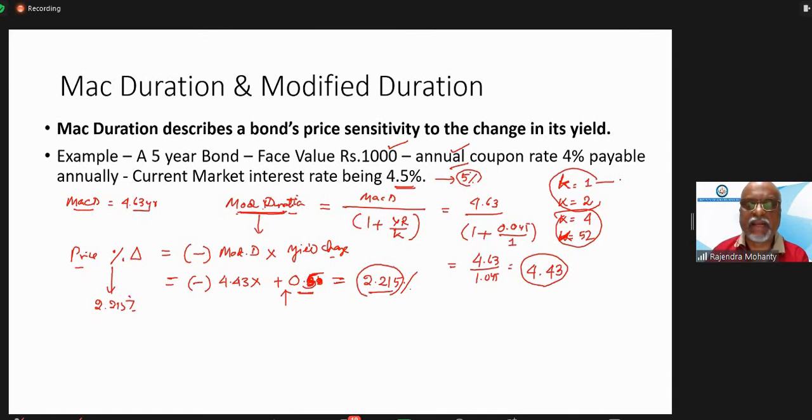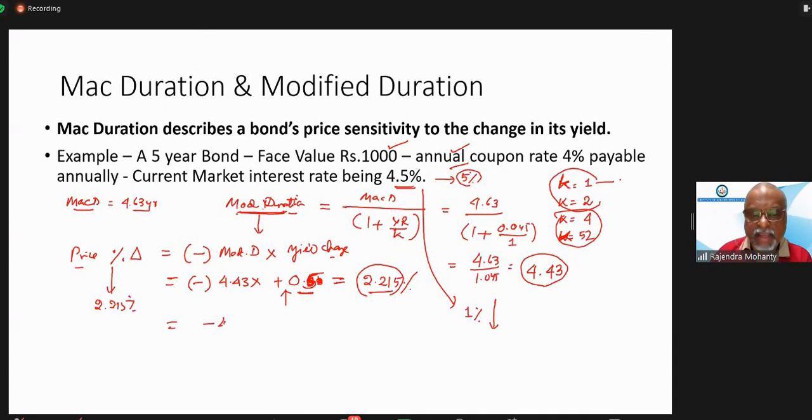Similarly, suppose the question says the market rate has gone down by 1%. So what will be the answer? Minus 4.43 into minus 1%. So minus and minus become plus. Earlier it was minus and plus, which is minus, so the price went down. Here minus and minus means the price is going up by 4.43%.